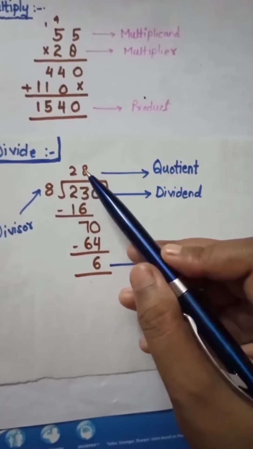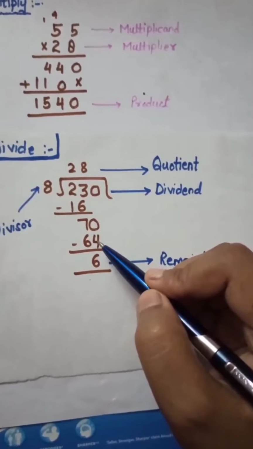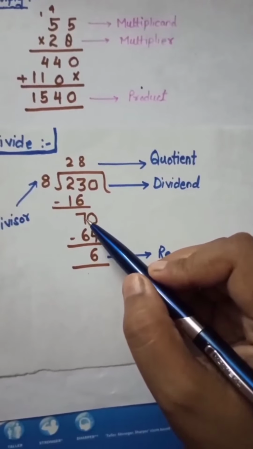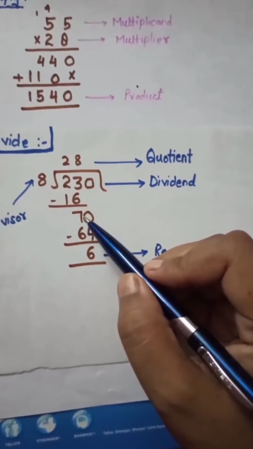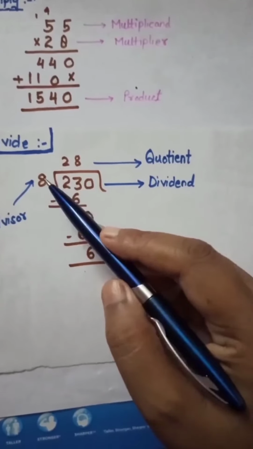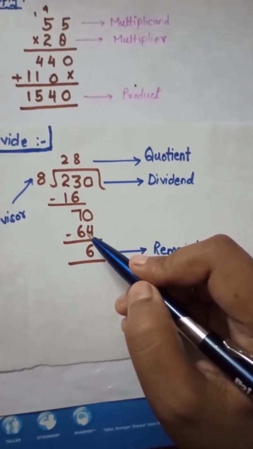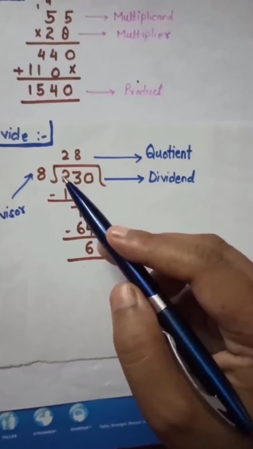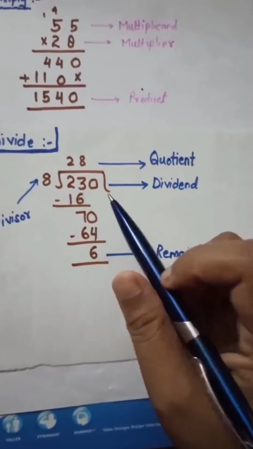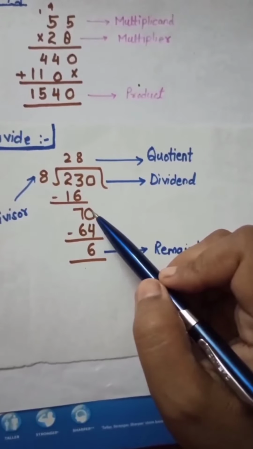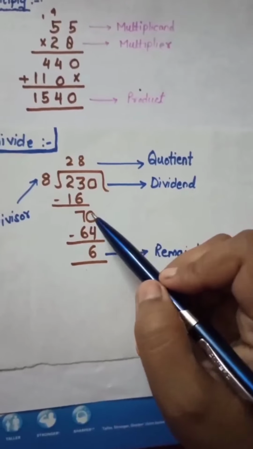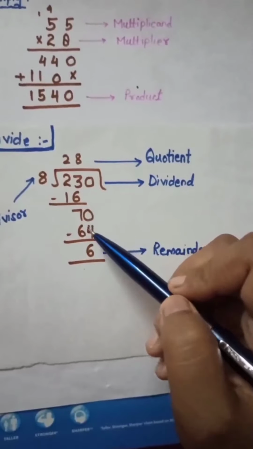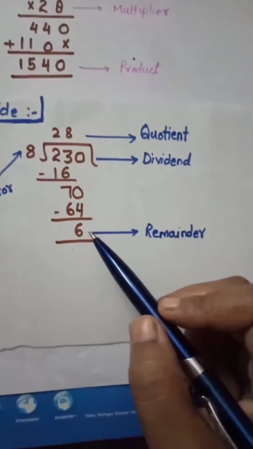Okay, now 8 8s are 64, because we have to take a number less than or equal to this number. We don't have 70 in 8's table, so we have to take a number that is in 8's table but less than 70. So it is 64. So 8 8s are 64, as 8 9s are 72, and it will exceed. Okay, it will be greater than this number, so we cannot take 72. So 8 8s are 64. Now subtracting these two numbers, we have got 6 over here.